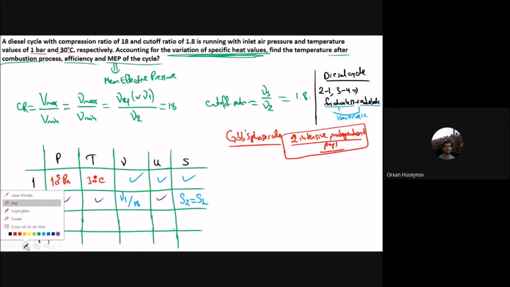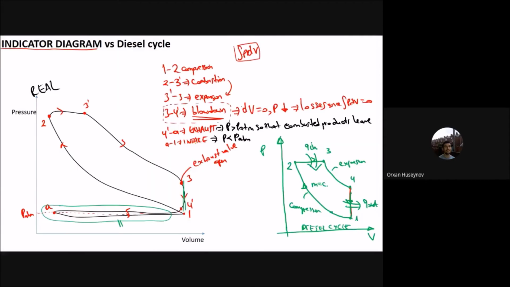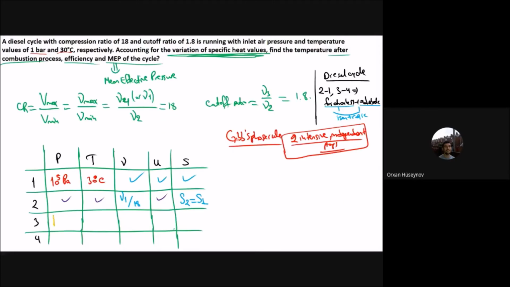Now comes state 3. For state 3, let's have a look at which values we know. State 3 is the end of the combustion process, and from the chart you can see that the pressure at 2 is the same as the pressure at 3. So here you have the same pressure as at 2. Therefore, we have the Gibbs phase rule. It says that 2 intensive properties are needed. 1 is okay, I have found it.